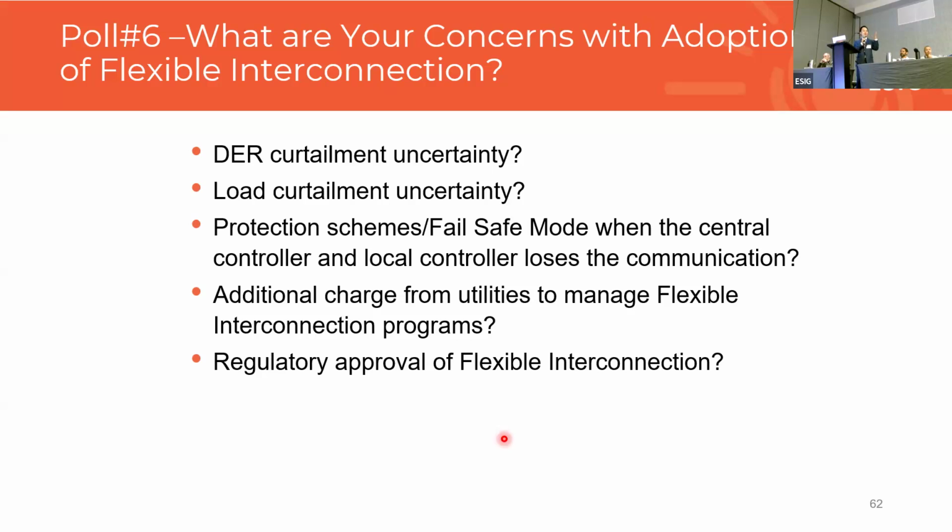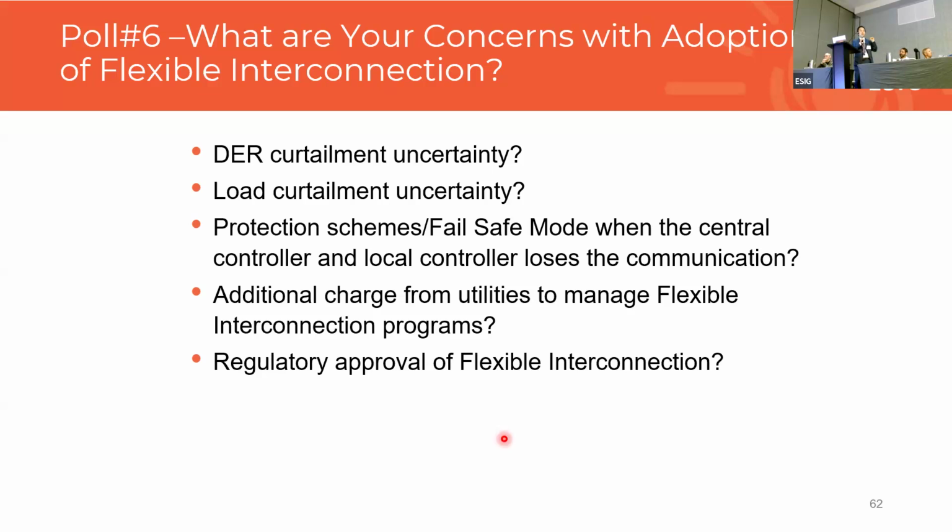Usually for the flex interconnection, we call it fail-safe mode. What it means is, if you lose the communication, you need to have some sort of protection scheme to make sure that even if you lose the communication, your grid asset will not be overloaded. Otherwise, the utility will say, sorry, we don't have phase 2 of the flex interconnection anymore. So my question to you is, are you concerned about the loss of communication in flex interconnection? If you are, raise your hand. Okay, a good amount of the audience here are concerned about that.